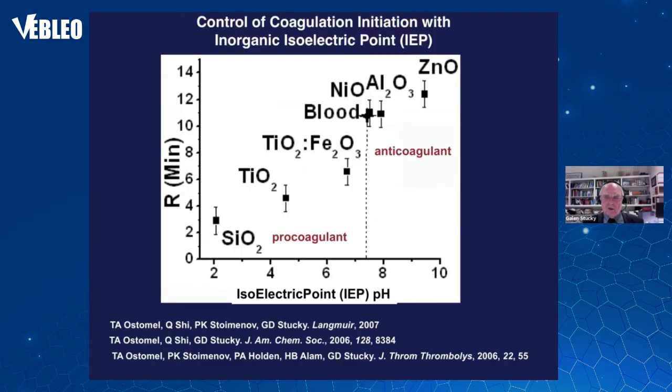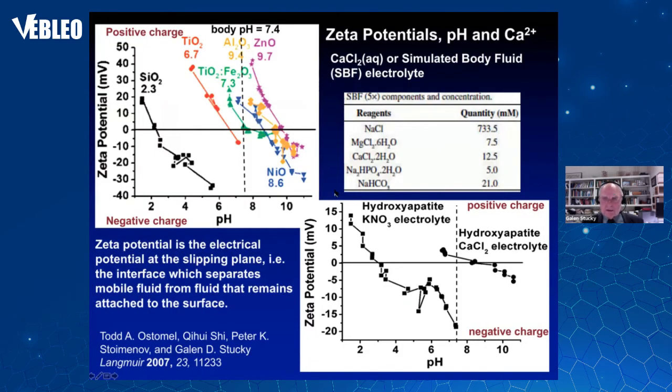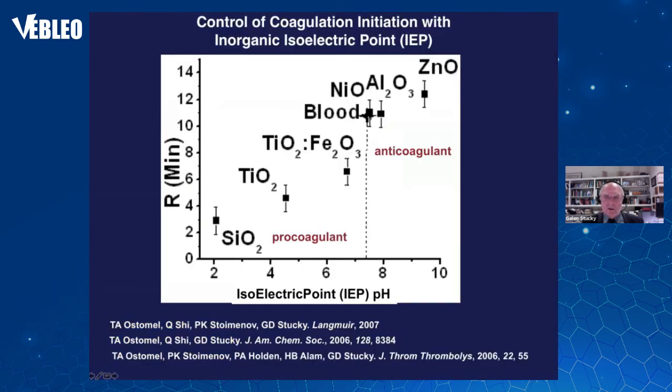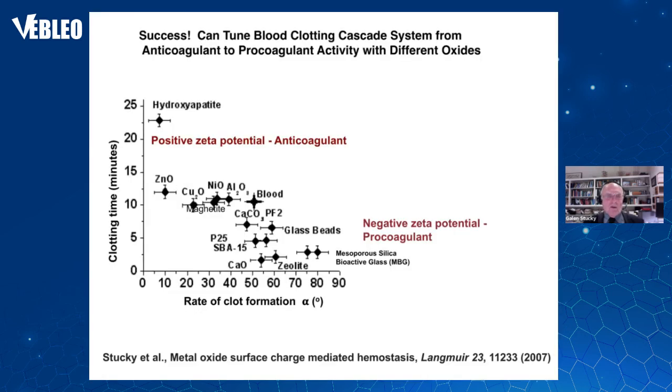So here's body pH 7.4, and above that you have the anticoagulant, below that you have the procoagulant, based on the isoelectric point. So this is a major success. It means we knew how to design an inorganic to make it procoagulant or anticoagulant. Then it's just a question of optimizing the material so that it fits all the requirements for its stability and its application.